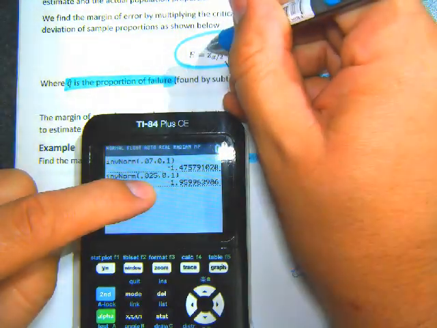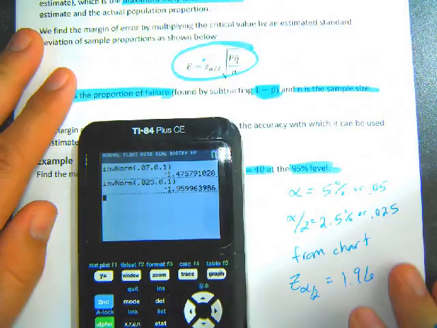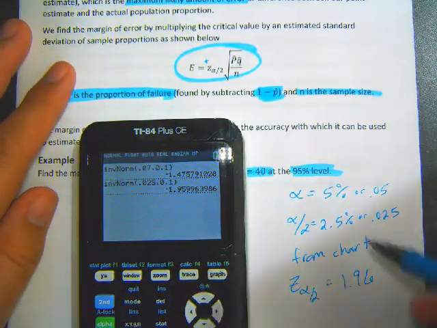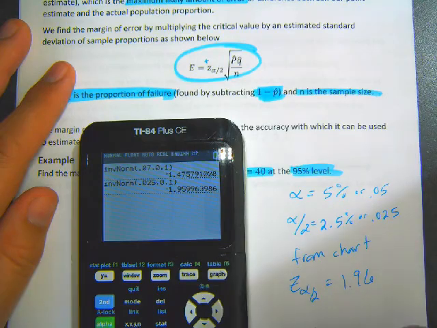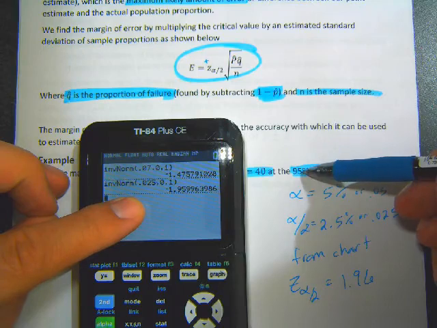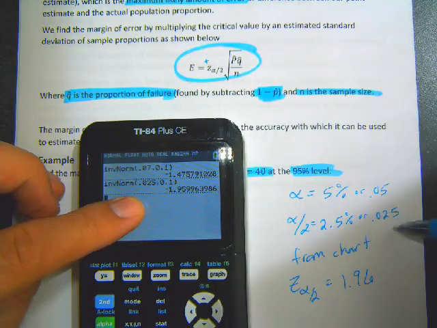This should always be positive for your margin of error. Margin of error is never going to be a negative number. It should always be a positive number. So if you didn't know how to get this from the chart, you could use inverse norm with the 2.5%. But again, we're not using the 95%. We're using the 2.5% because that's the ends.